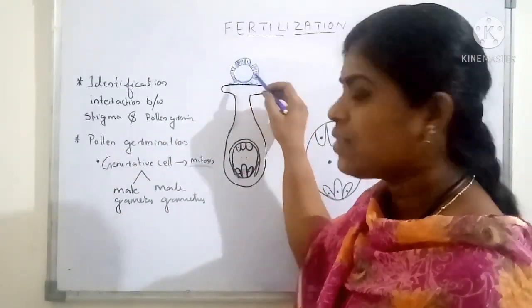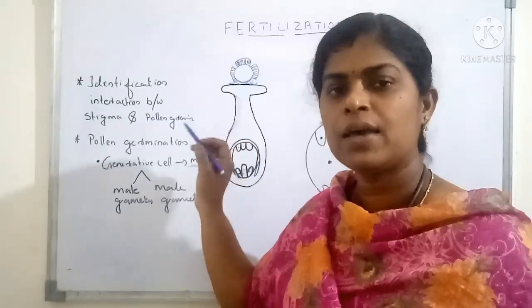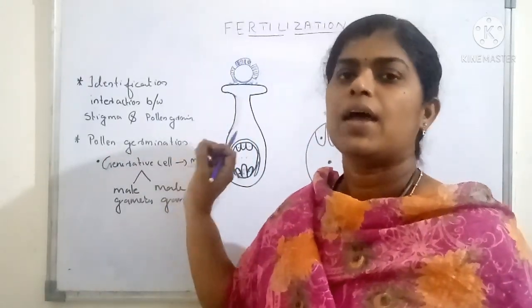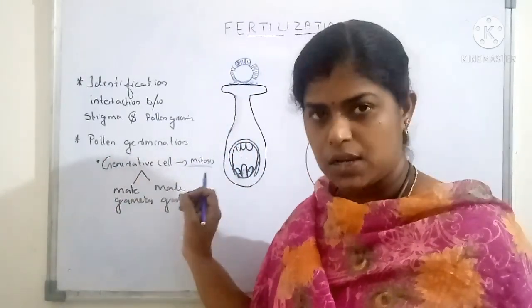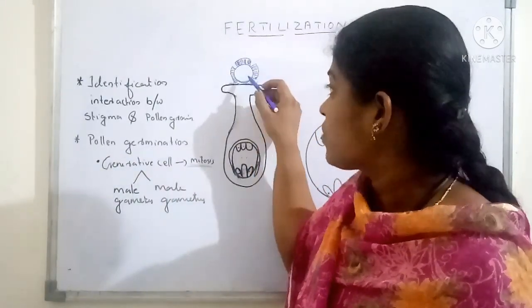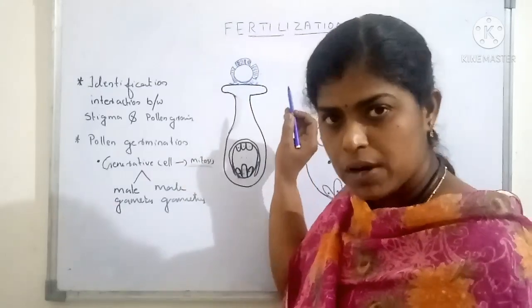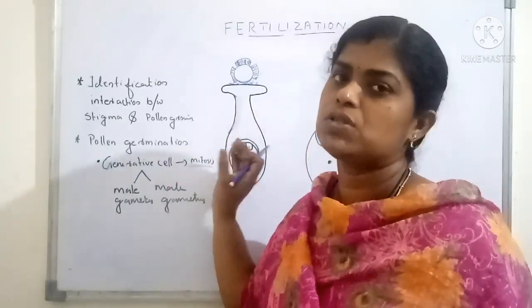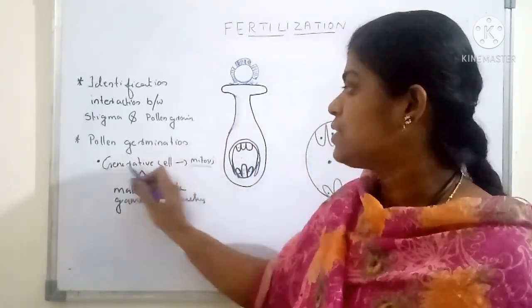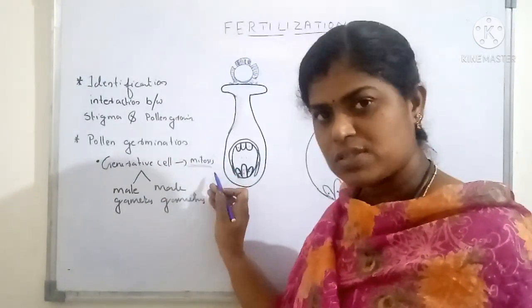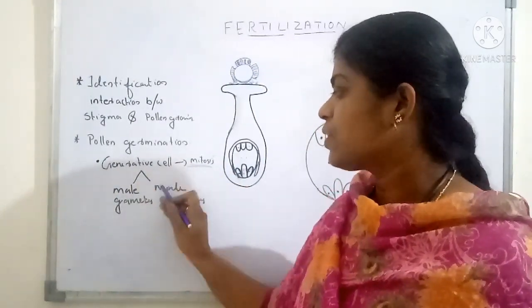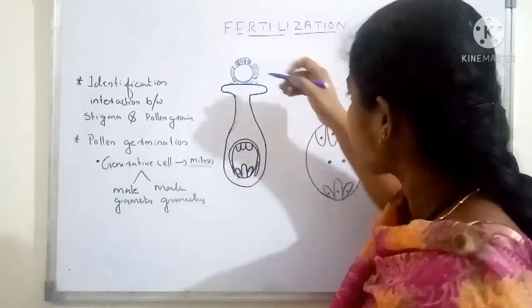So within the pollen grain, two cells are there, one tube cell and one generative cell. When the stigma produces the sugary liquid, it is absorbed by the pollen grain and starts the process of germination. The generative cell undergoes one mitosis, and afterwards we get two male gametes.